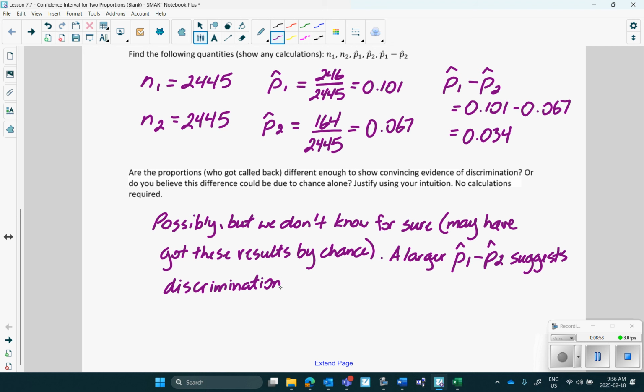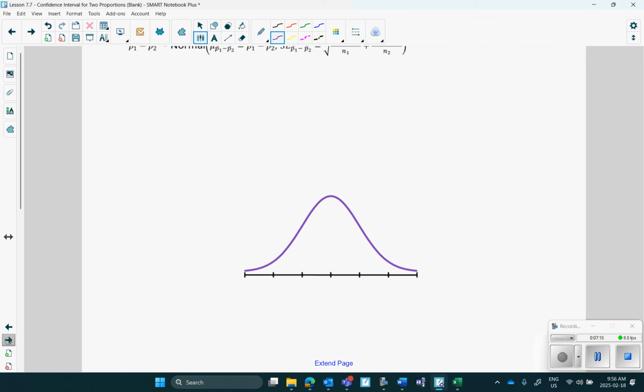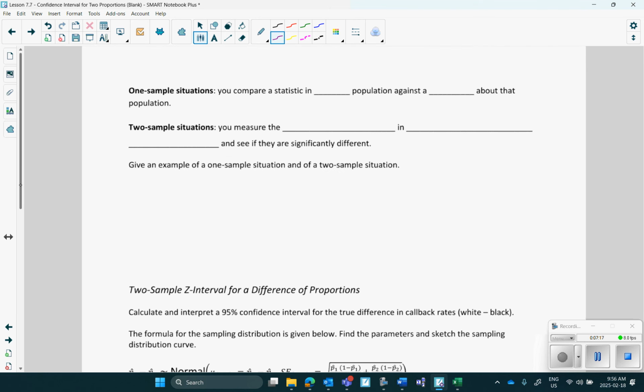Okay. So remember, like we did with confidence intervals when we first started, we did it the long way by hand, and then we were able to do it a shorter way in a 4-step process using a graphing calculator function. So we're going to do the same thing here. But before we do that, just remember, in a one sample situation, you're comparing a statistic in one population against some claim about that population.